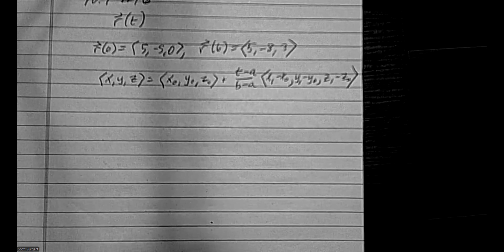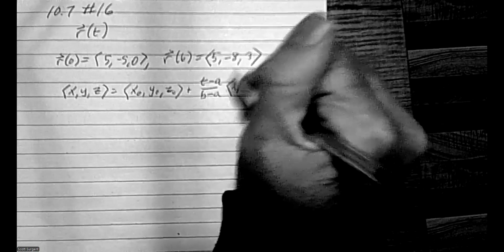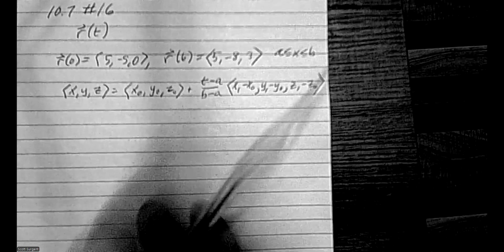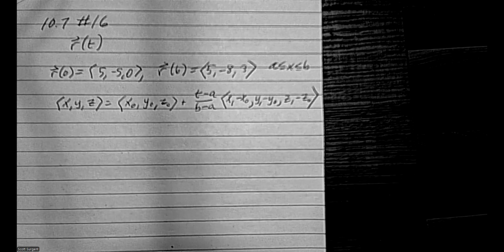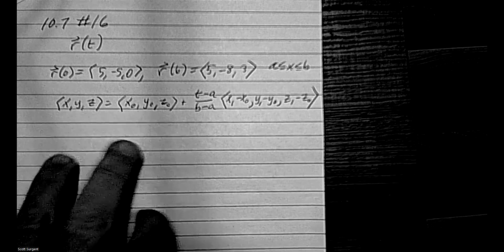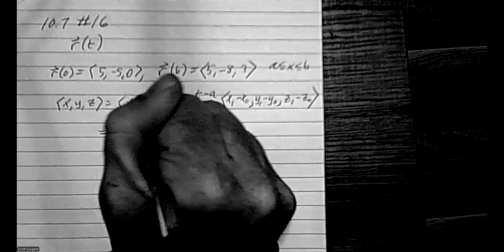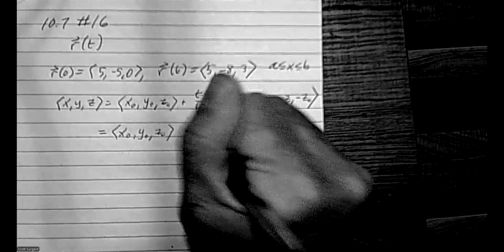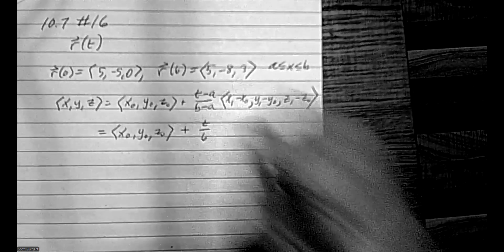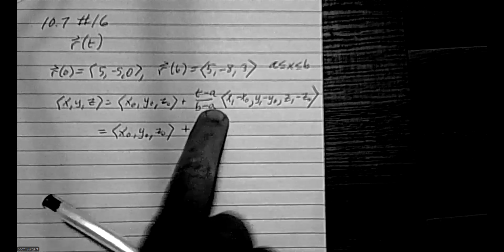To be honest with you, you'll never do this. You'll never go from 0 to 6. There's just no reason to. But let's go ahead and do it anyway. Basically you have an interval from A to B. So A in this case is 0 and B is 6. And you just pop the numbers in. So basically what you have here is x naught, y naught, z naught plus t over 6, because B is 6, A is 0.